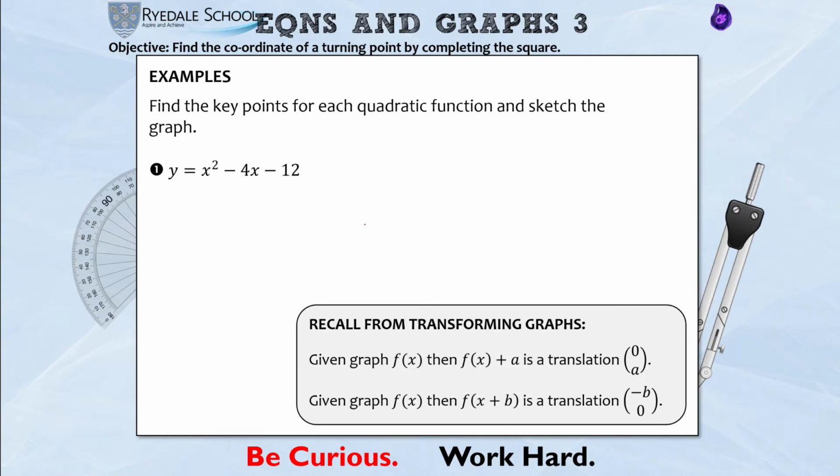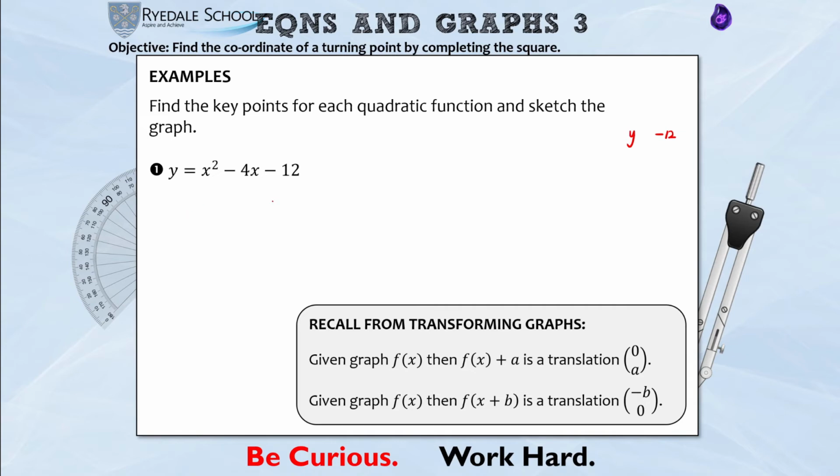So let's look at this first example. It says find the key points for each quadratic function and sketch the graph. So we need to work out the 4 points that we are going to use: the y-intercept, the x-intercepts, the turning point, just from this equation, and then sketch the graph using those 4 points. So I'm going to do them in that order because that's easiest. The y-intercept is just this number here, -12. I'm going to write down some key points here just at the side. So I'll call that and label that y.